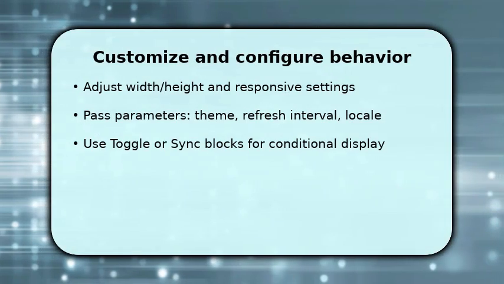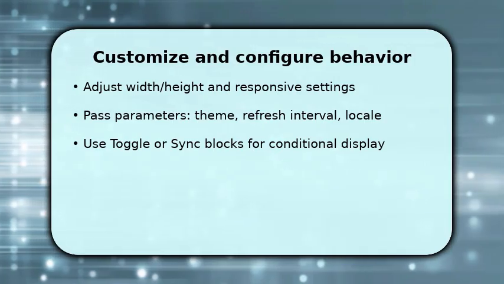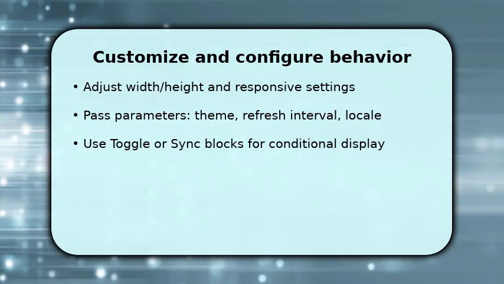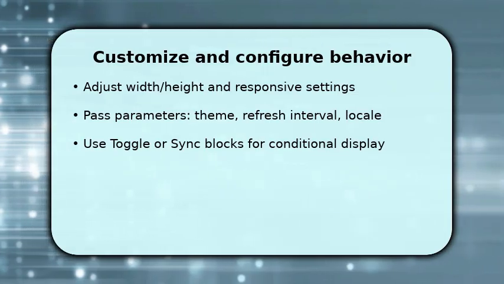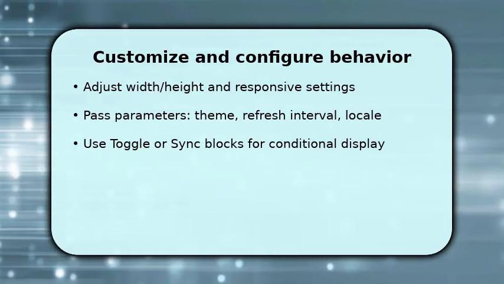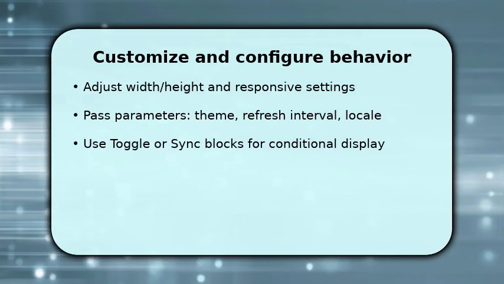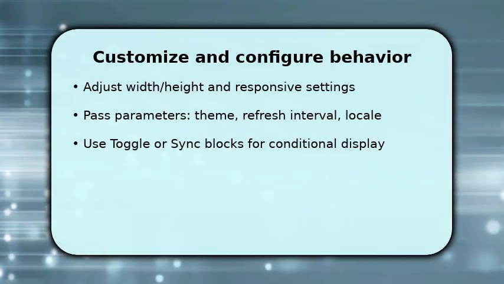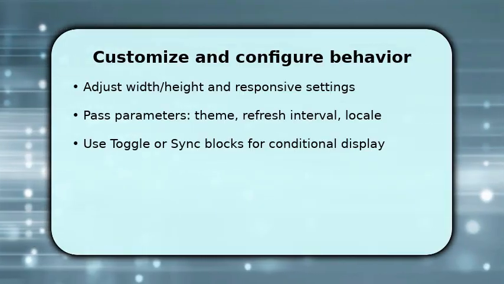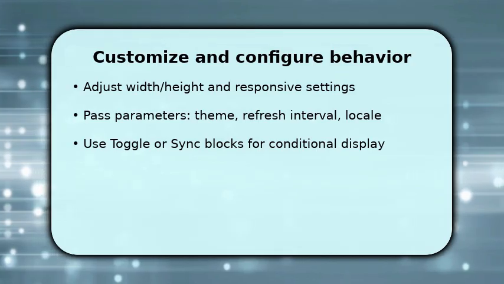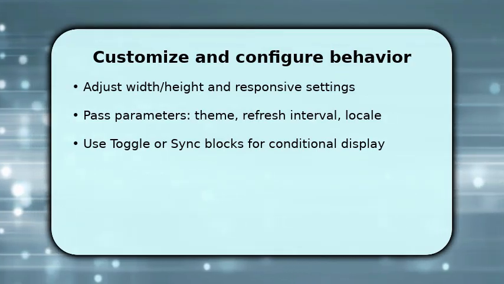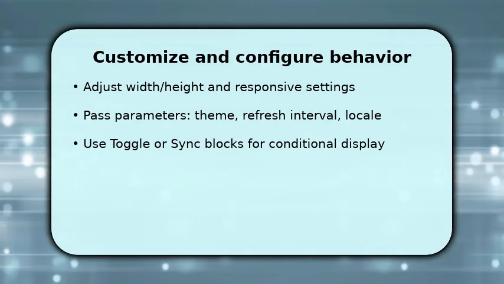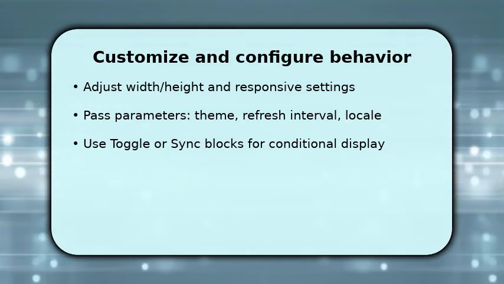Continue by customizing how the widget looks and behaves. Resize the embed visually, and when available, set explicit width and height to avoid layout jumps. Responsive widgets adapt, but explicit values help. Pass parameters in the widget URL or builder: theme, refresh interval, and locale change appearance and performance. Once configured, wrap the embed in toggle or synced blocks for conditional visibility or to reuse across pages. Make sure to save and refresh the page to confirm settings applied correctly.